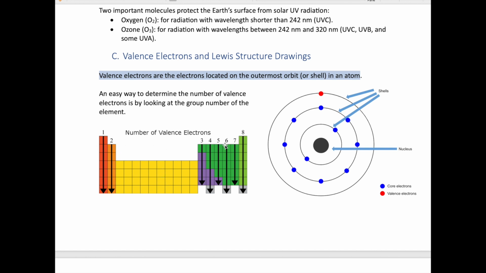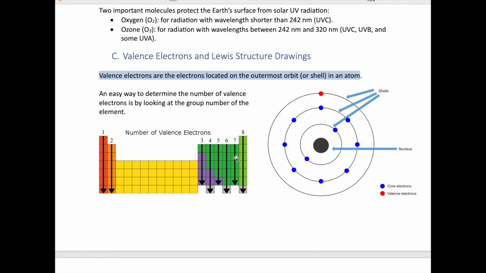The reason splitting it this way helps us in Lewis structure drawing is that once we know which group number the element is found in using this splitting of the periodic table, that's exactly the same number of valence electrons that element will have. For example, if I have sodium, which is right here, that's going to have 1 valence electron.